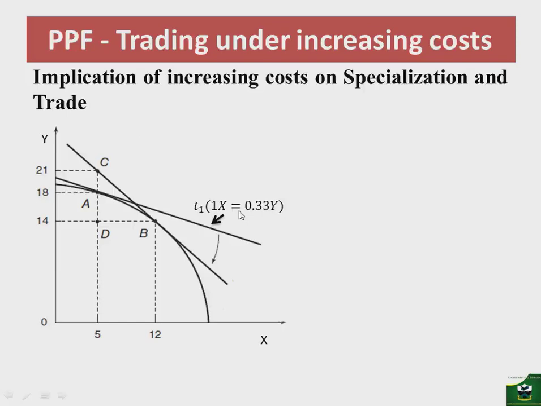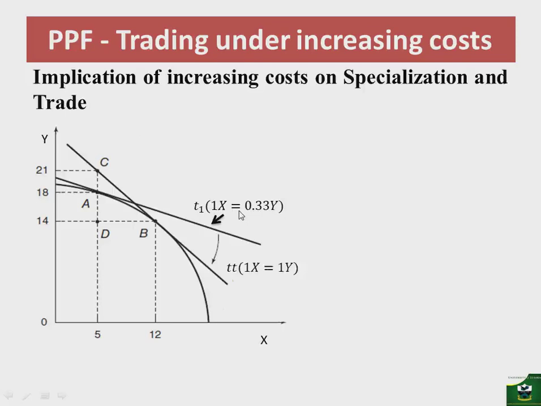And because we are only dealing with two nations, the opportunity cost of producing an additional unit of X for the other nation will be the reciprocal of 0.33, which means for the other nation, the opportunity cost will be 3Y. Therefore, nation 1 has a comparative advantage in the production of commodity X, meaning nation 2 will have a comparative advantage in the production of commodity Y.